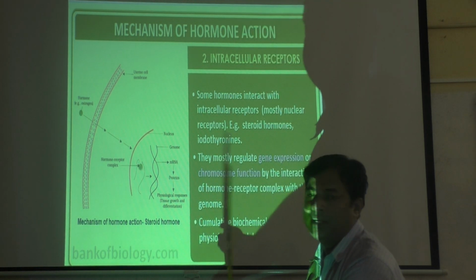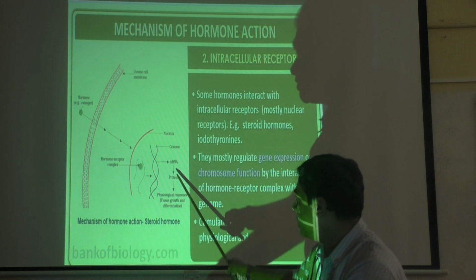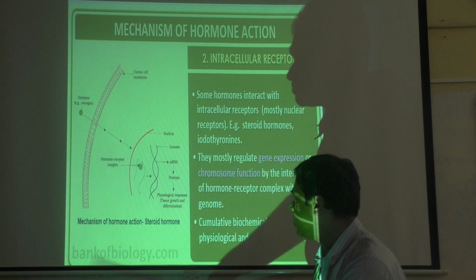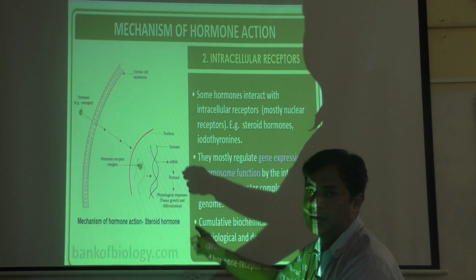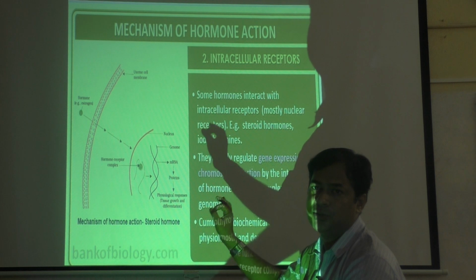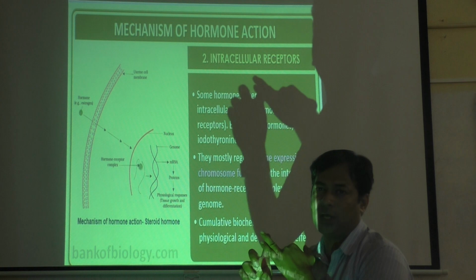So the final product of any gene or DNA is protein only. That protein will bring the change. What change? Tissue growth and differentiation. Here the work is tissue growth and differentiation. Tissue should start growing and differentiation should happen.